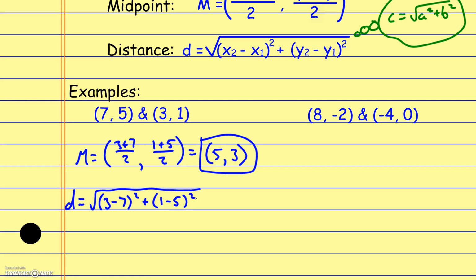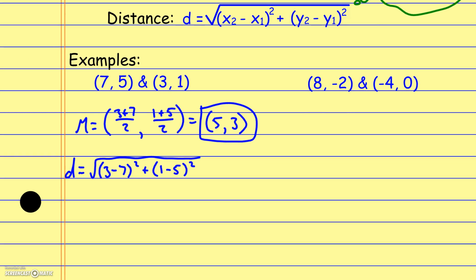And what's really nice about this formula is you can mix this up a little bit and still get the right answer. Notice 3 minus 7 is a negative 4, but 7 minus 3 is also a positive 4. Well, once we square that, it's not going to be any different. All right, so keep that in mind. As long as x is plugged in for x and y is plugged in for y, this formula should work.